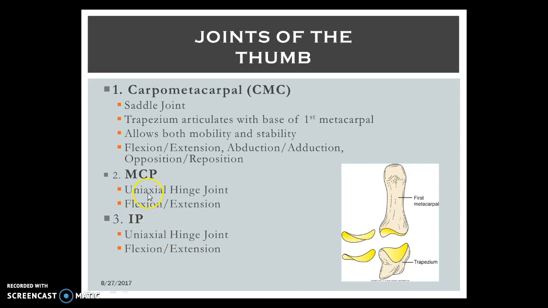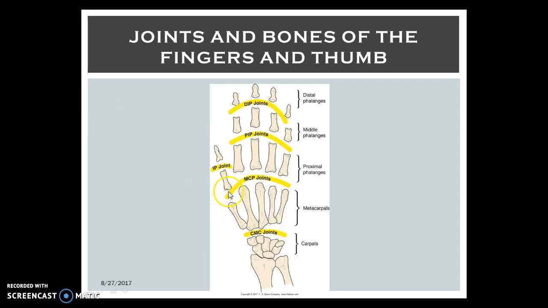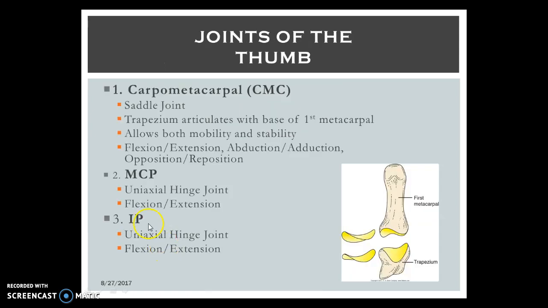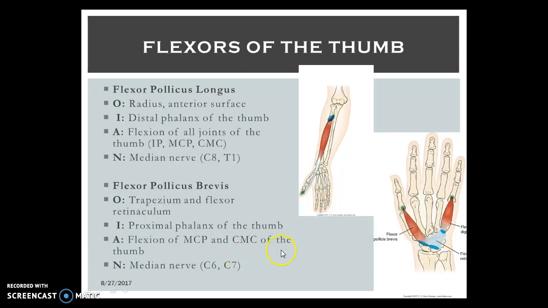Your MCP joint is a uniaxial hinge joint that does flexion and extension. I'm going to go back to here. So here's your MCP joint that does flexion and extension, and then also your IP joint that does flexion and extension. Right there. Okay, so flexors of the thumb. You have your flexor pollicis longus, which originates on the anterior surface of the radius, goes into the distal phalanx of the thumb, so it flexes all the joints, the CMC, the MCP, and the IP joint. That is innervated by the median nerve.